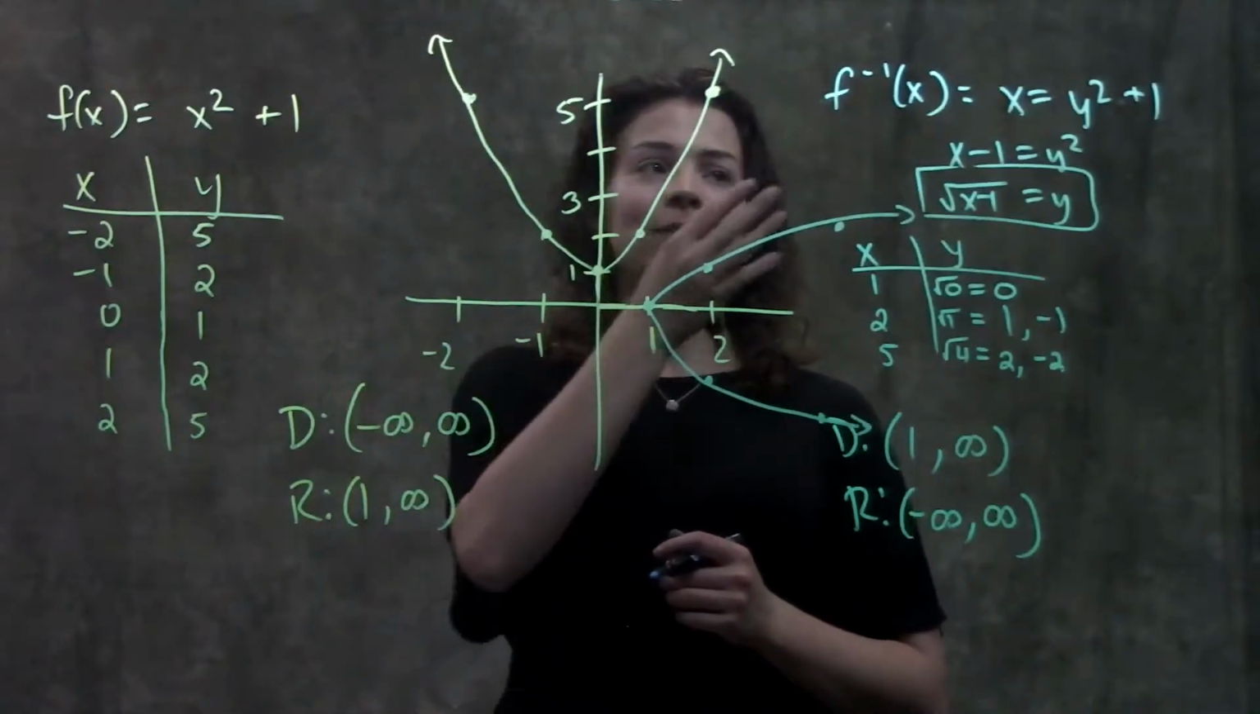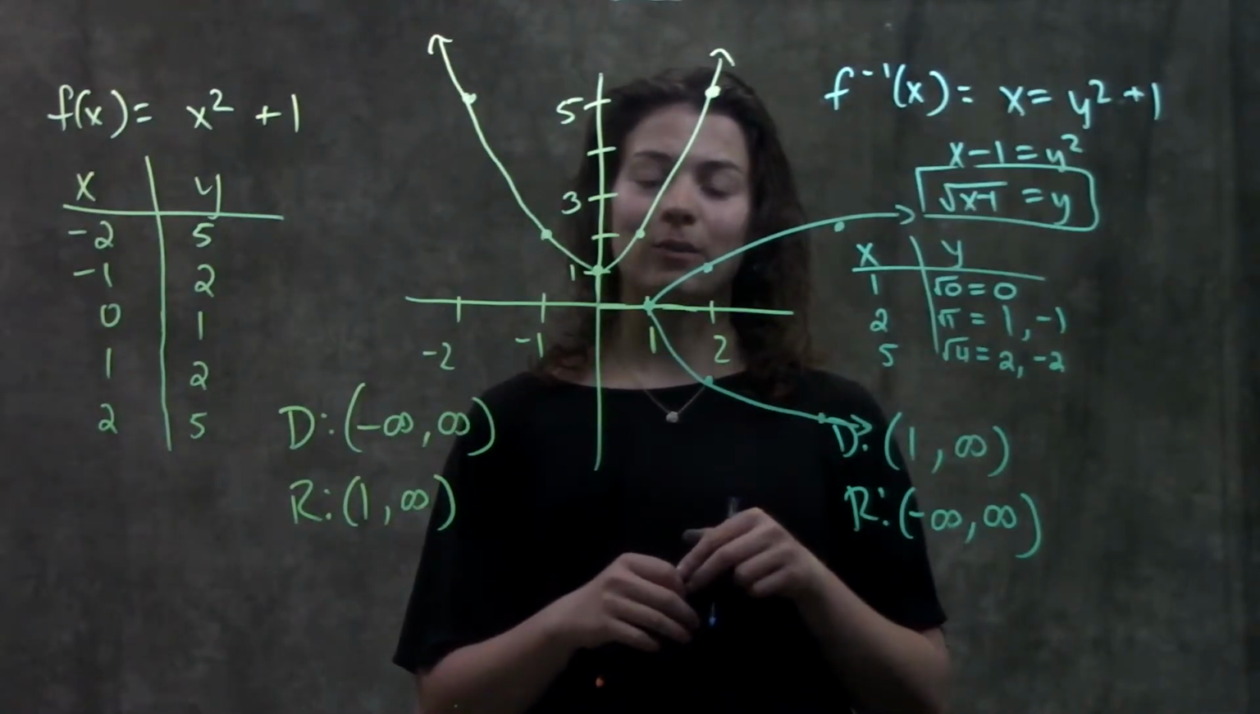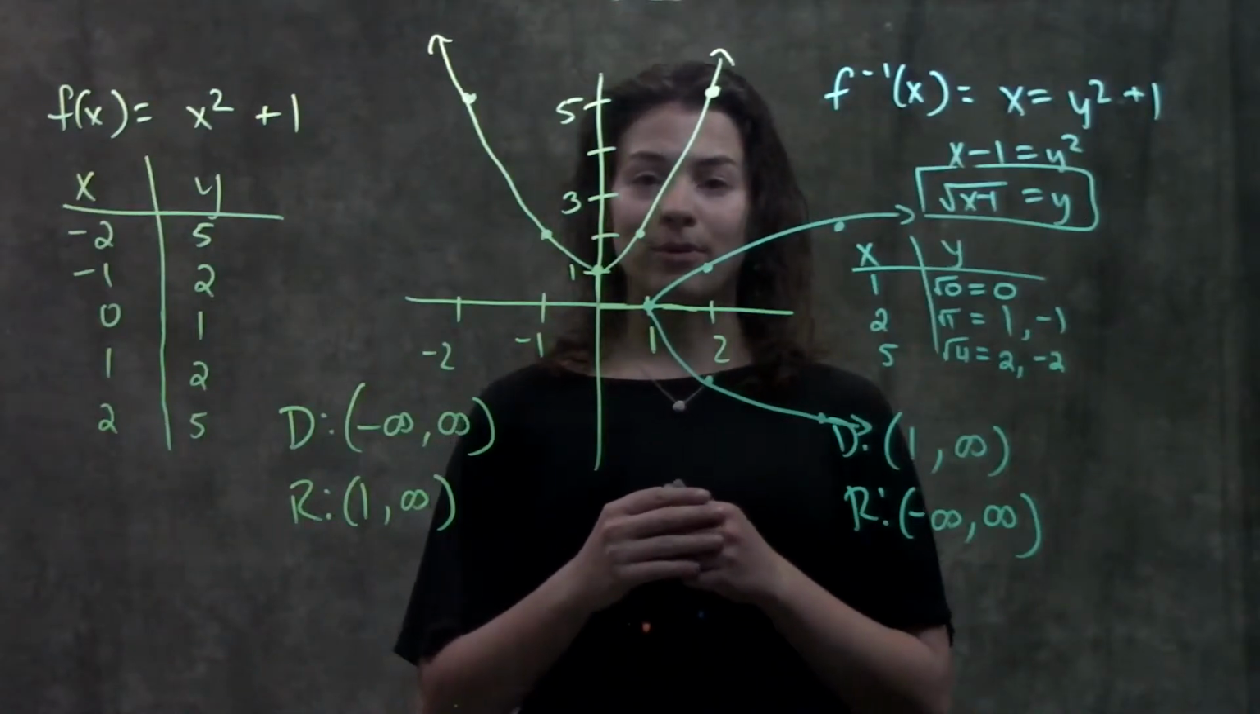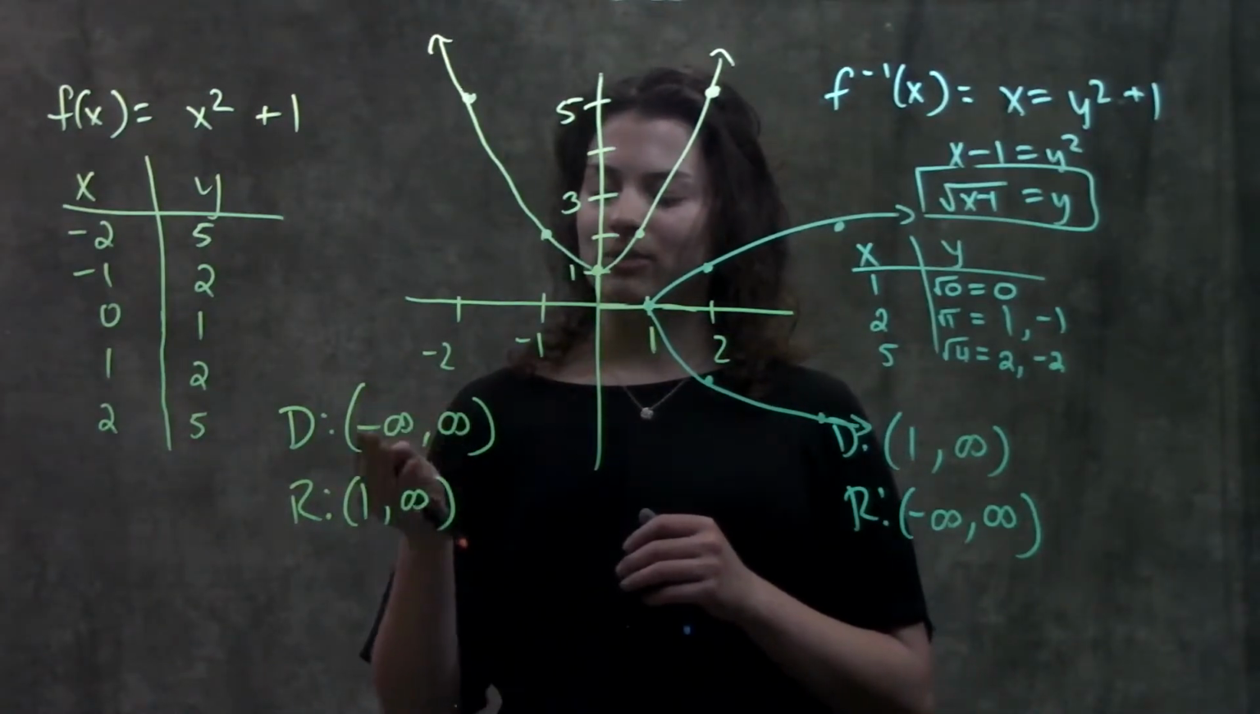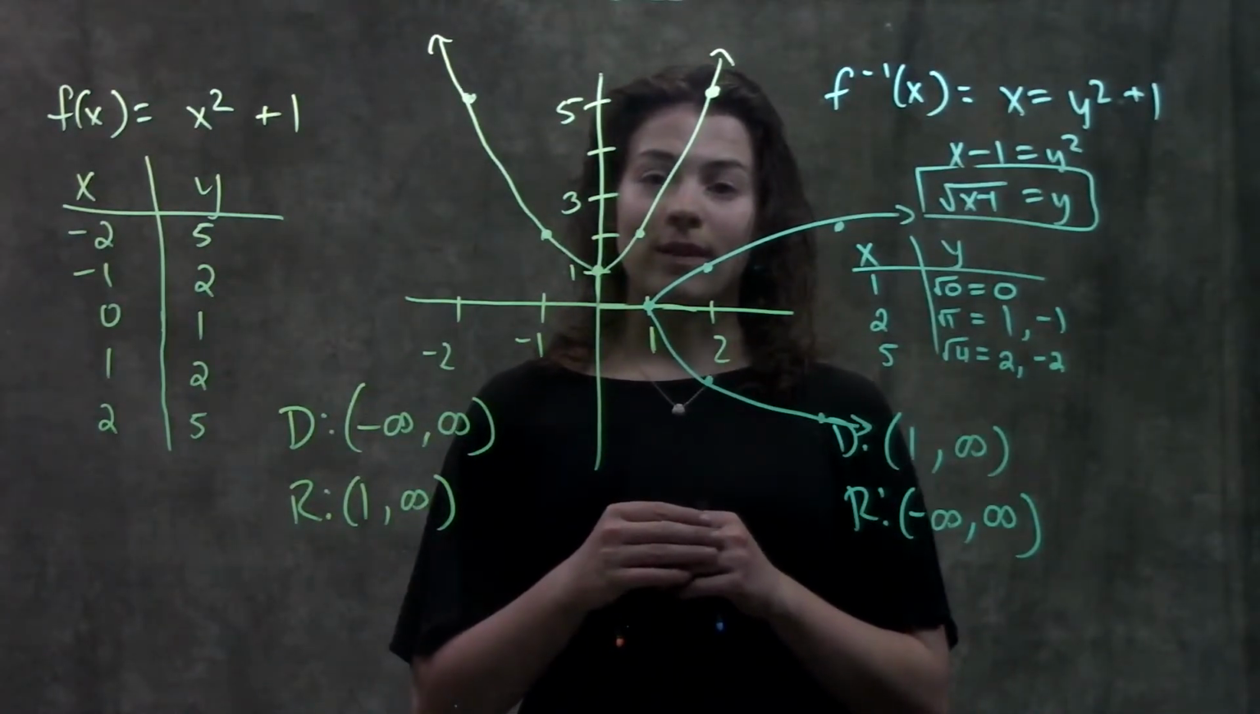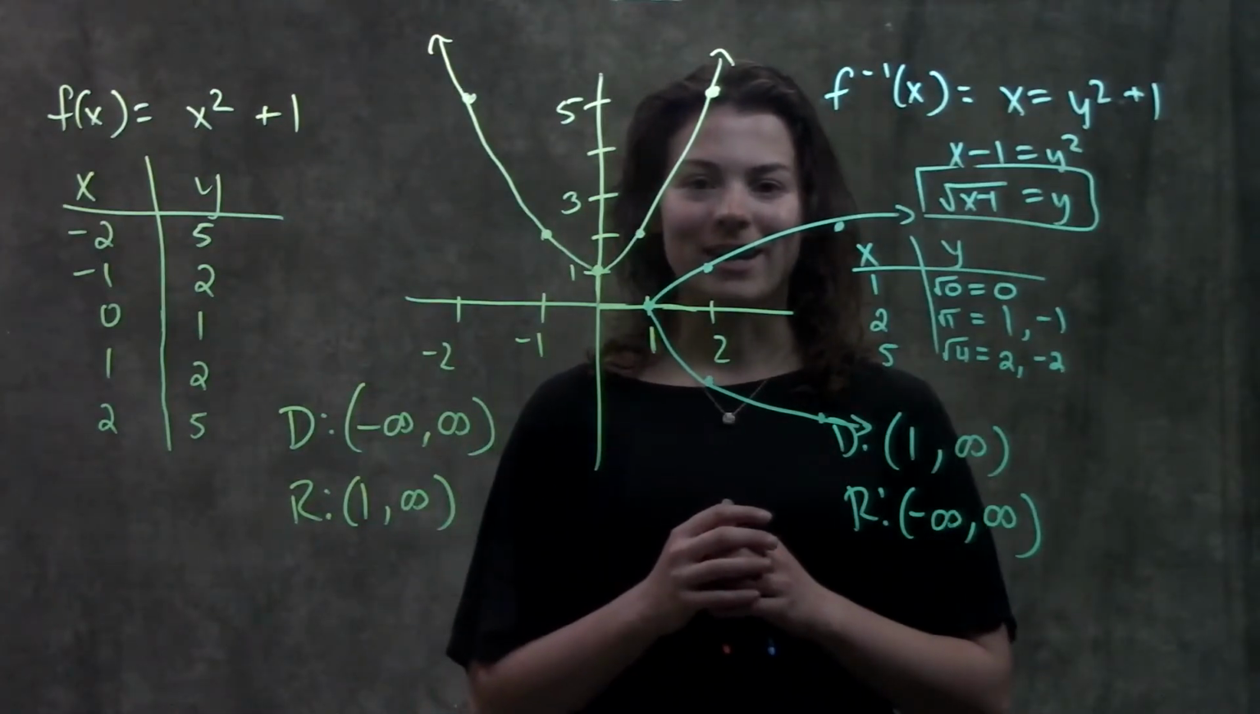So first we had to find our inverse function by flipping our x's and y's. Then we just had to graph both of the functions. Notice that our domain and range switched when we found the inverse, and we got this new function here.